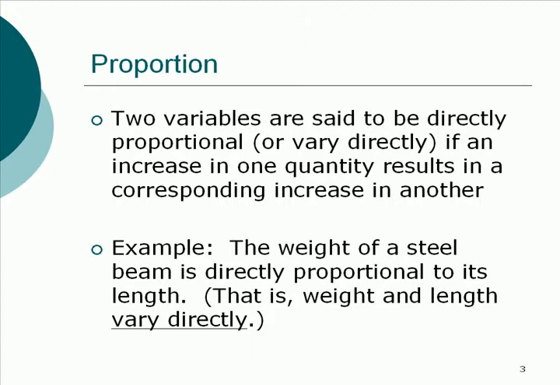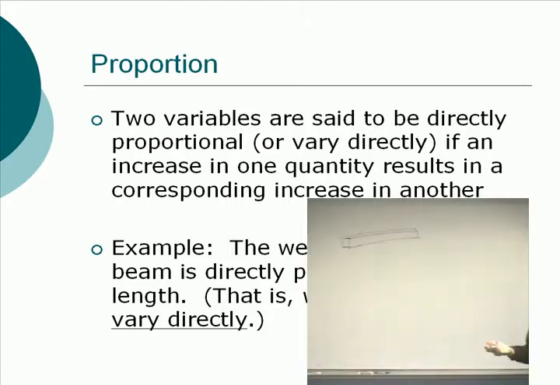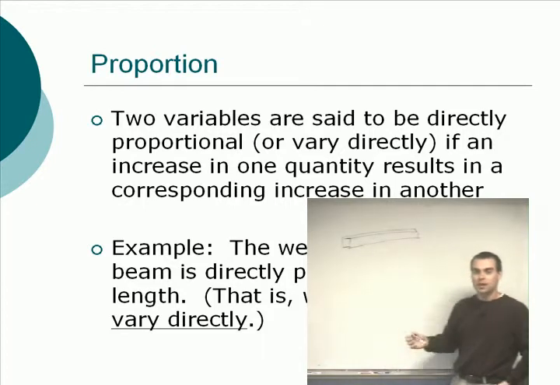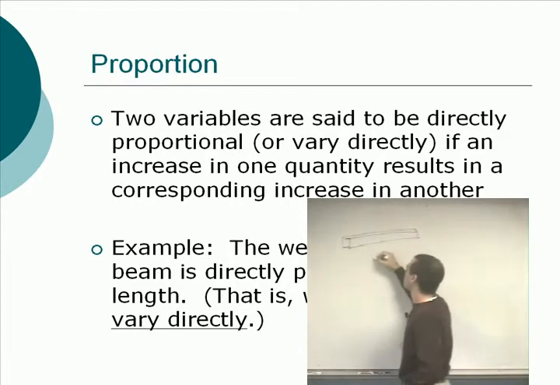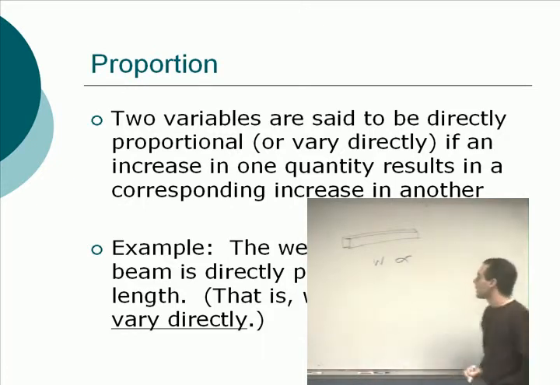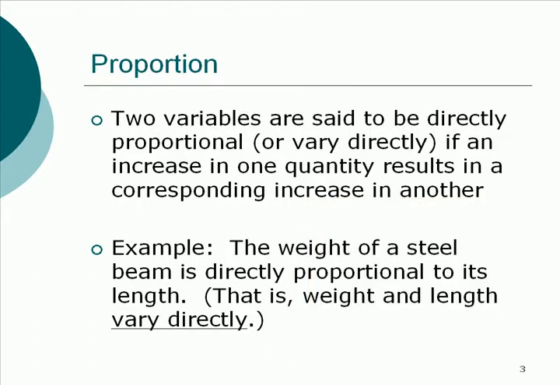Suppose you've got a steel beam. Okay, there's our steel beam. Wouldn't you say, without having any mathematical knowledge at all, that in general, the longer that steel beam is, the heavier it's going to be? Well, then you would say that the weight is proportional to its length, or that they're directly related. The symbol for a proportion is similar to the little alpha symbol here. So we would say that weight is proportional to length. That's a direct proportion. That's all there is to it.